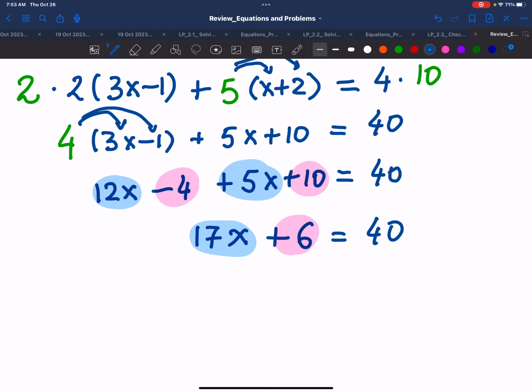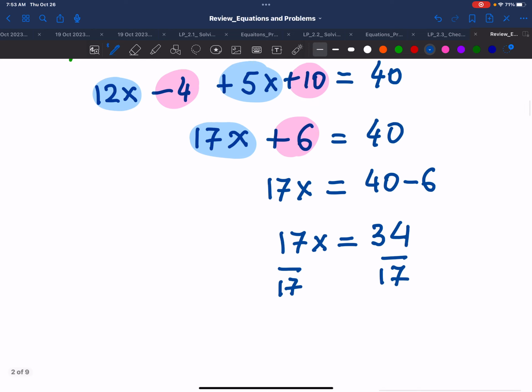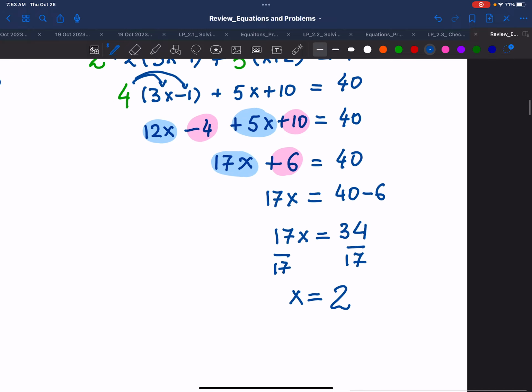Take all the constants to the other side, leave the variable on the left. So 40 minus 6. So 17x equals 40 minus 6 equals 34. And divide both sides by 17. X equals 34 over 17, which is 2.